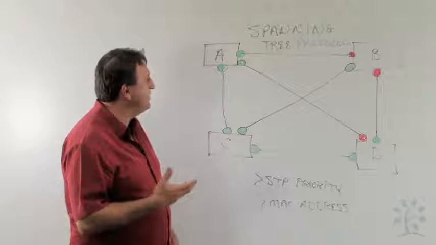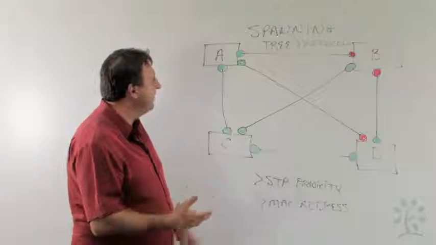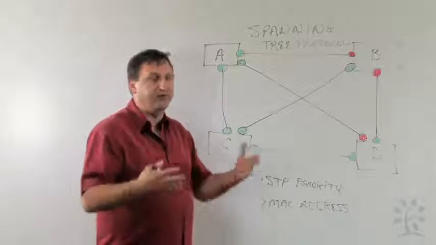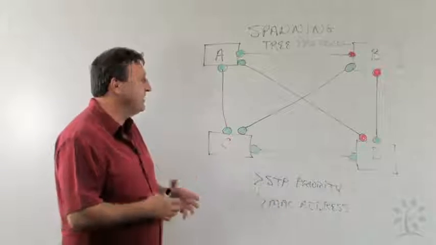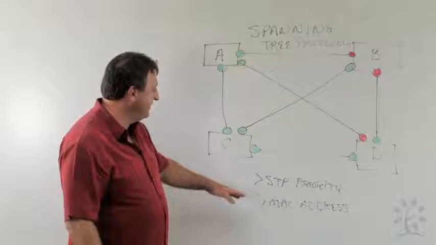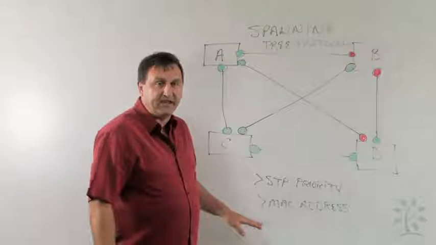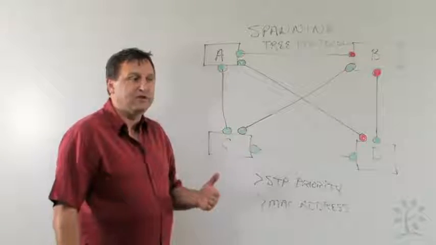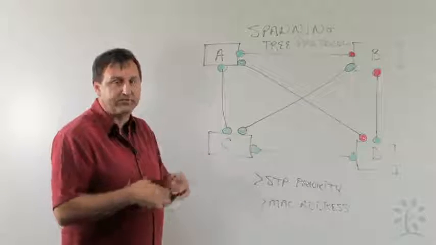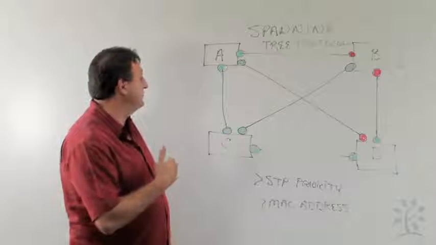Out of the box, all of these switches will have the same spanning tree priority. If we don't go in and do any configuration on them, they'll all have exactly the same spanning tree priority. So the switch that has the lowest MAC address would be elected root. And all the other switches then will try to establish the closest, shortest possible path back to that root switch.